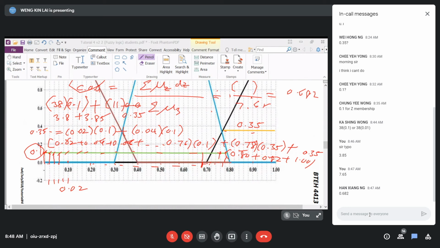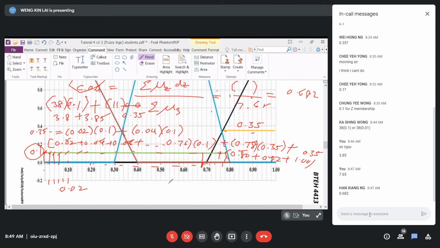Let me see. What do I have? I got... okay, mine is a bit different. So actually it's 0.63, around there, 0.63 or 0.65. So it's not too bad, right? 0.62 is not too bad.